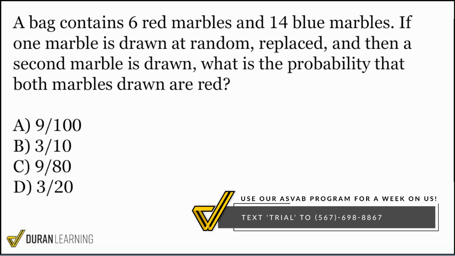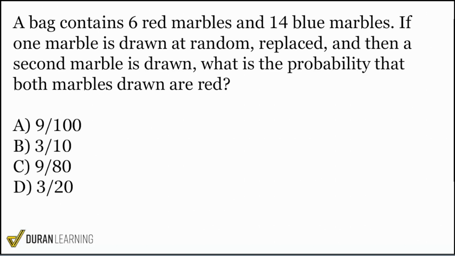We want red twice. Exactly. We want to randomly select one, pick red, then randomly select another, and then pick red again. However, my party people, what is different about this question versus the previous two that we've tried? What's different about this one? Correct. It's being replaced. The marble is being replaced.